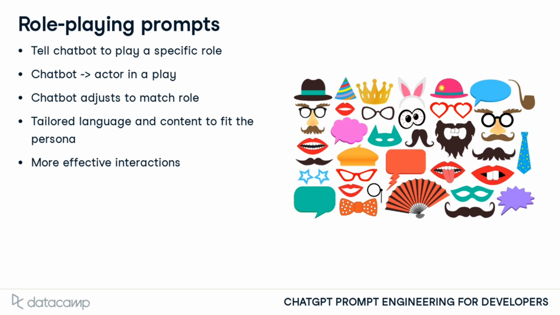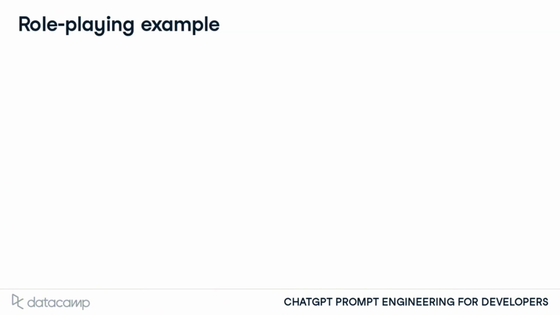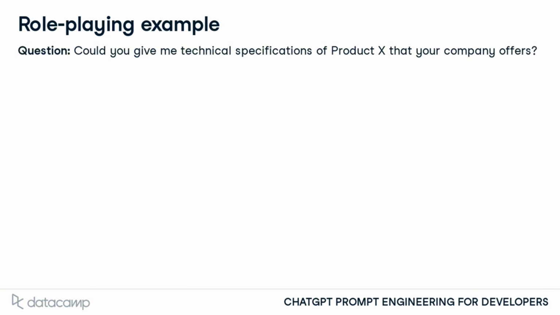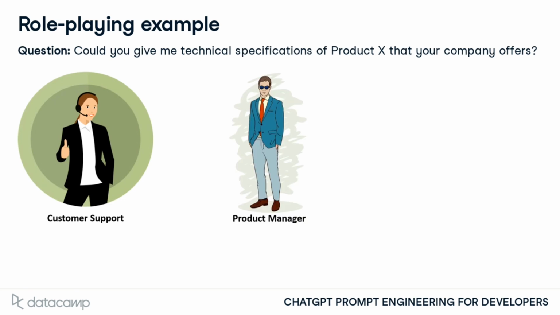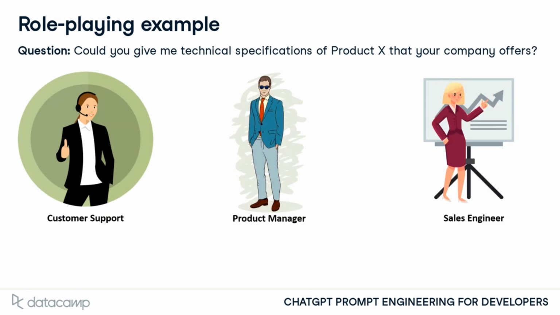We'll start with an example to understand role-playing prompts, then move to implementation. Imagine we're developing a chatbot for a company offering high-tech products. A customer asks about the technical specifications of a certain product. We've defined 3 roles for the chatbot: customer support agent, product manager, and sales engineer. How would each of these roles answer the user query?